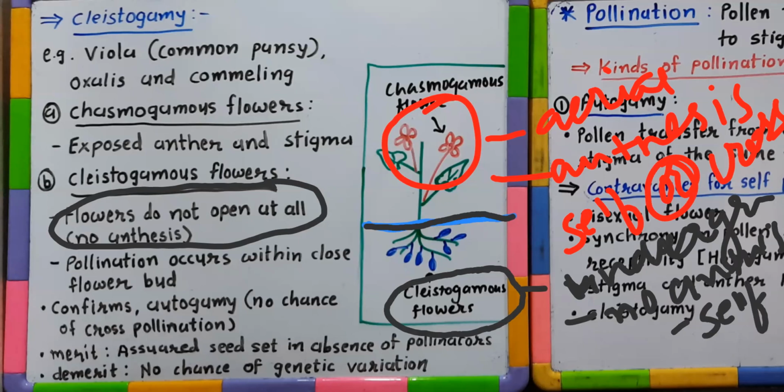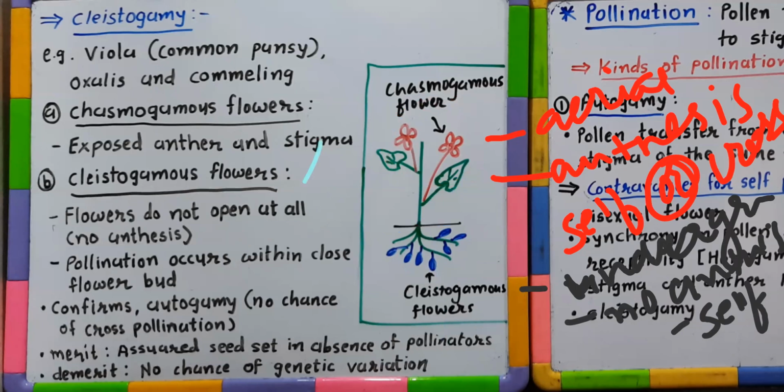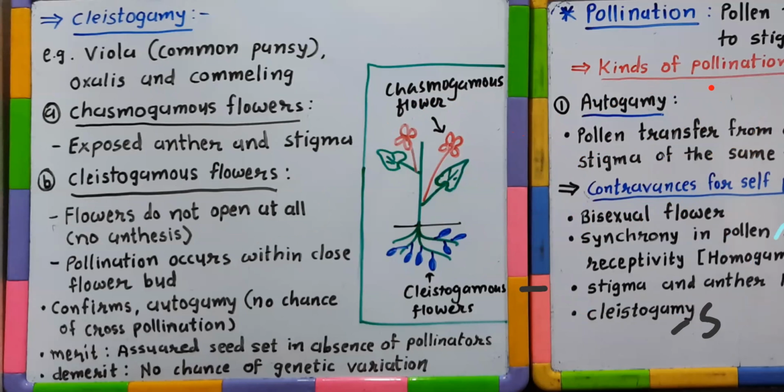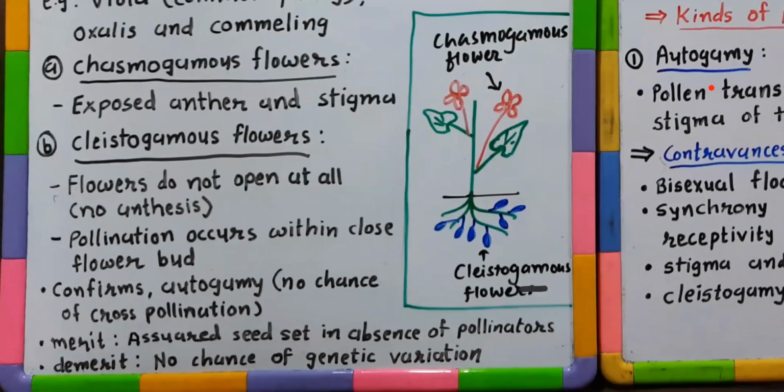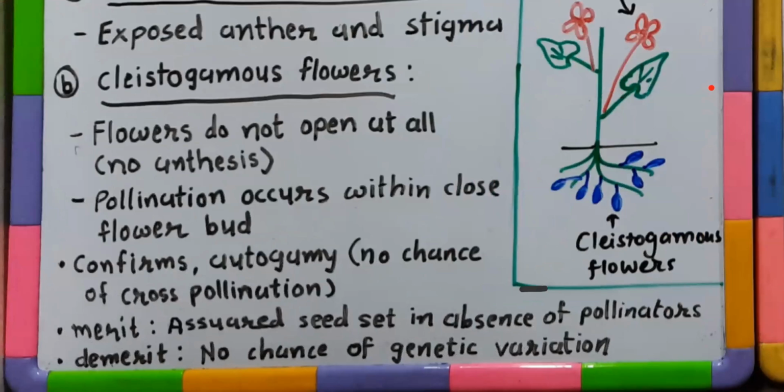So we say cleistogamous flowers are a speciality of a limited number of plants. To confirm, they will have self-pollination only. At least in these flowers of these plants, there will be only self-pollination, no other option available. So once pollination occurs within the closed buds, it has to be the only one, and that is self-pollination. This confirms autogamy. No chance of cross-pollination, 100% ensured arrangement, just one option, autogamy.